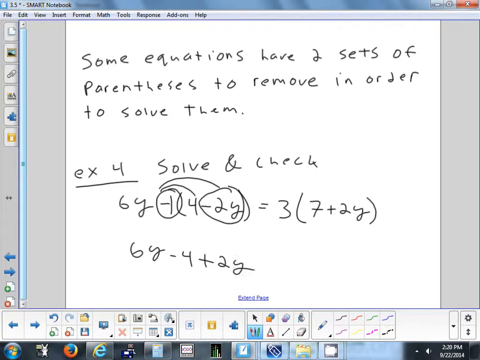All right. How about on the other side? How about Austin? What are we going to get when we distribute there? 21. Perfect. 3 times 7 is 21. Good. Plus 6y.